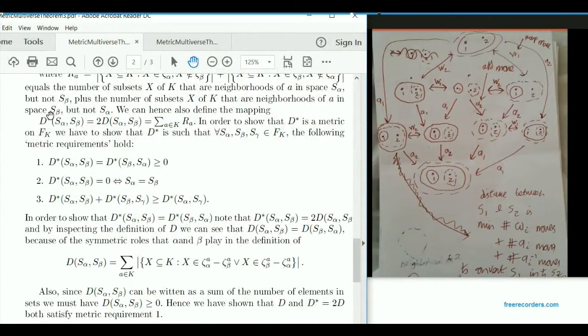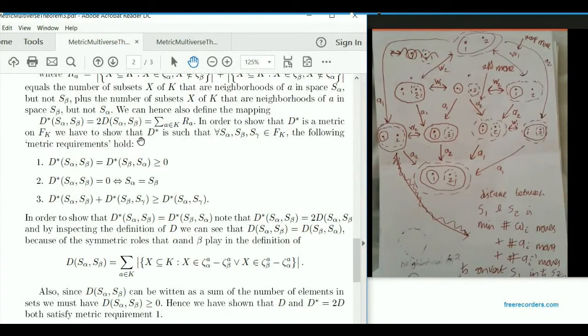I actually defined another function, d star, which is just 2 times d. So we show that d star is a metric, we show that d is a metric, and we want these metrics to satisfy these three properties. These are our requirements for it to be a metric.